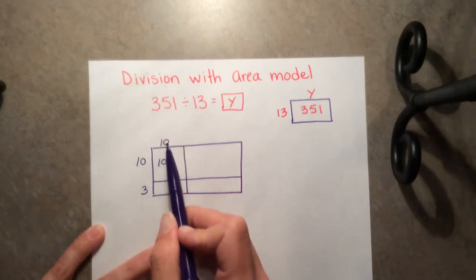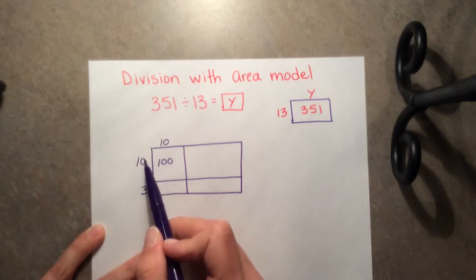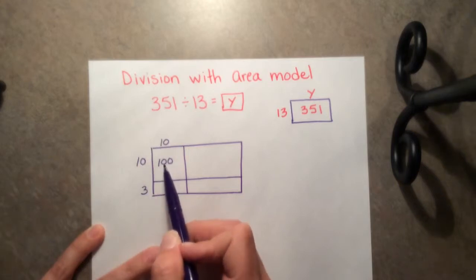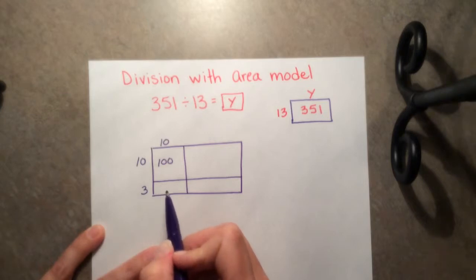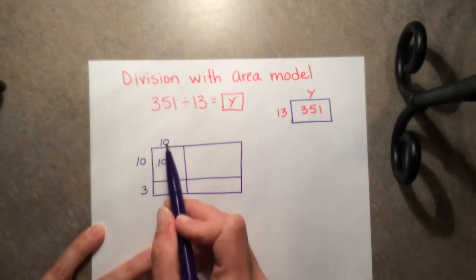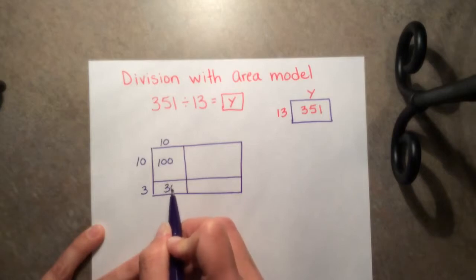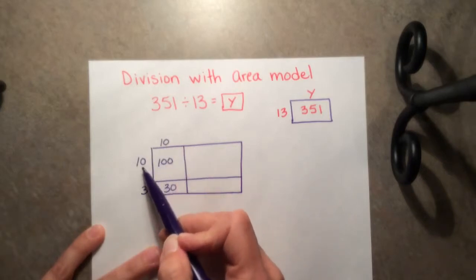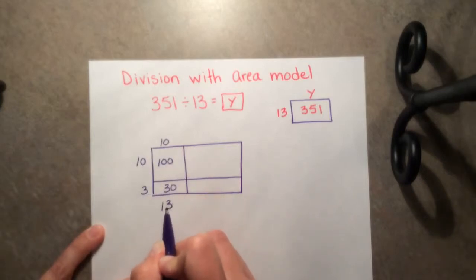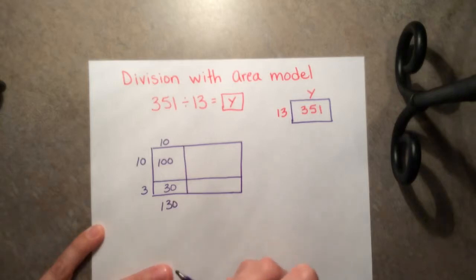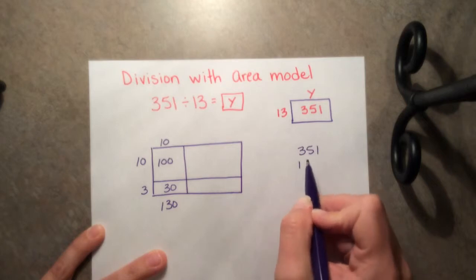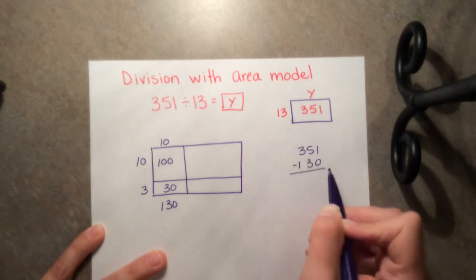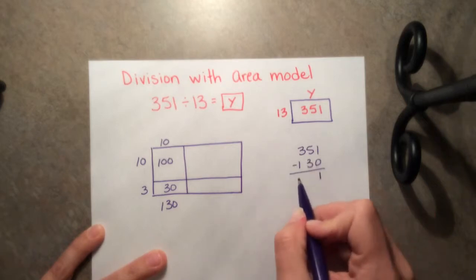If they have this column of 10, they can't just think that 10 times 10 is 100. They also have to remember that they're filling in this block at the same time. So 3 times 10 is also 30. So the 10 times 13 is 130. So as of right now, we have used 130 pieces out of the 351.